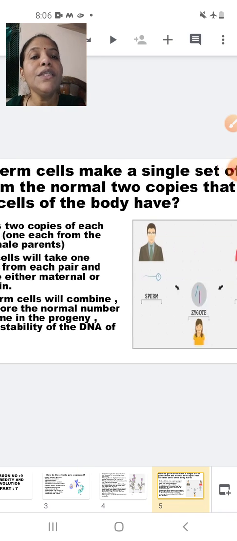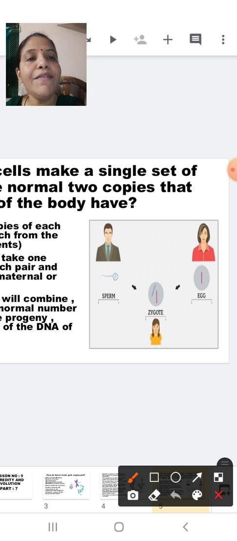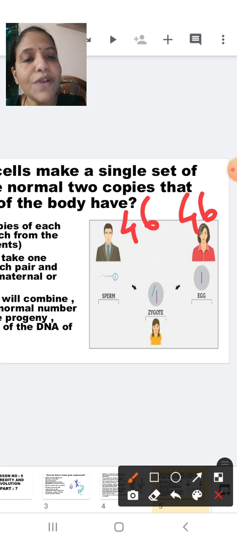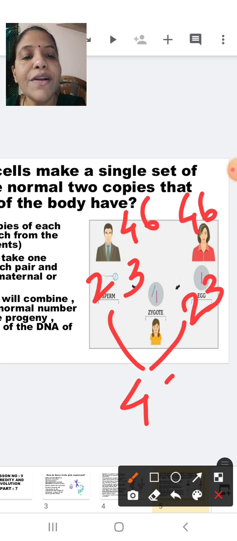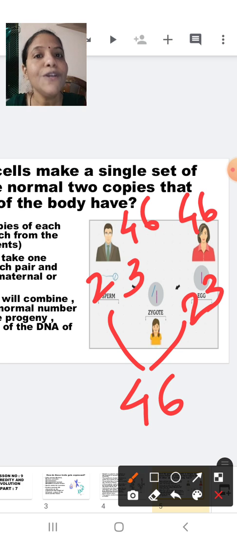Again I will tell you, here it is 46, here also it is 46. It is getting reduced here to 23, here it is getting reduced to 23, both of them uniting, and it will result in 46 chromosomes. So you can see that the number 46 is restored. It is kept constant in the future generations too. And thanks to the cell division, that is meiosis, which helps us in restoring the chromosome number in the future generation.